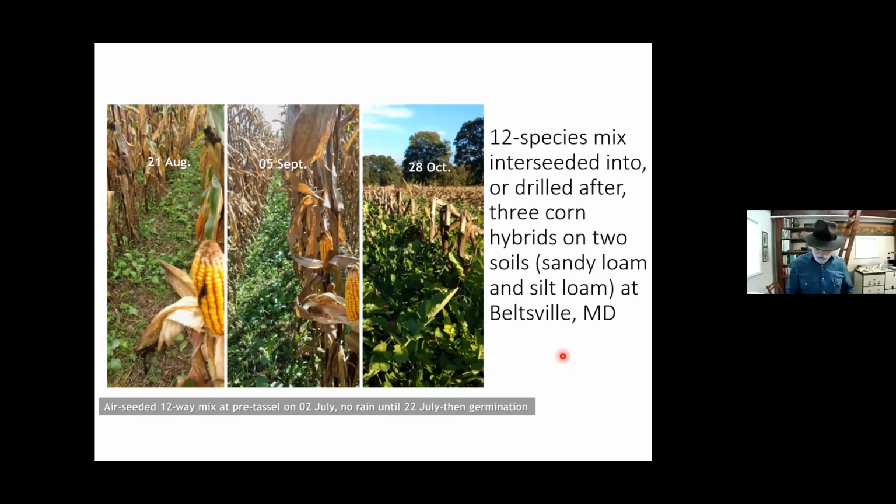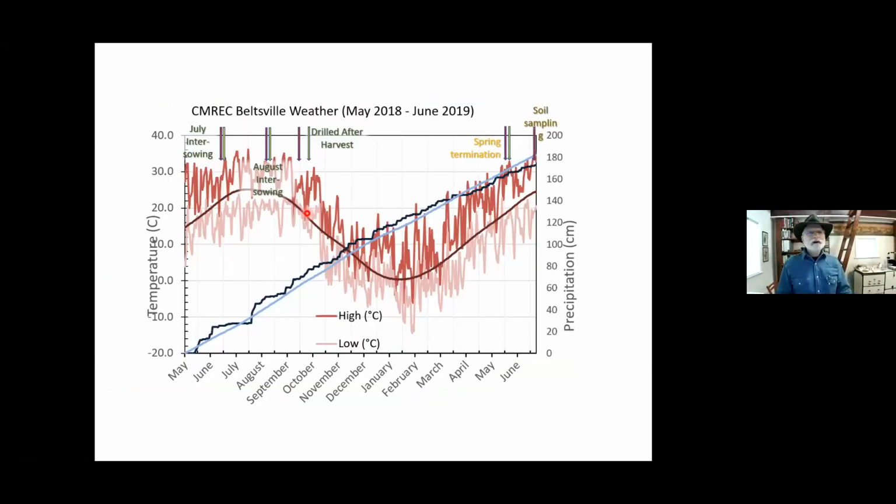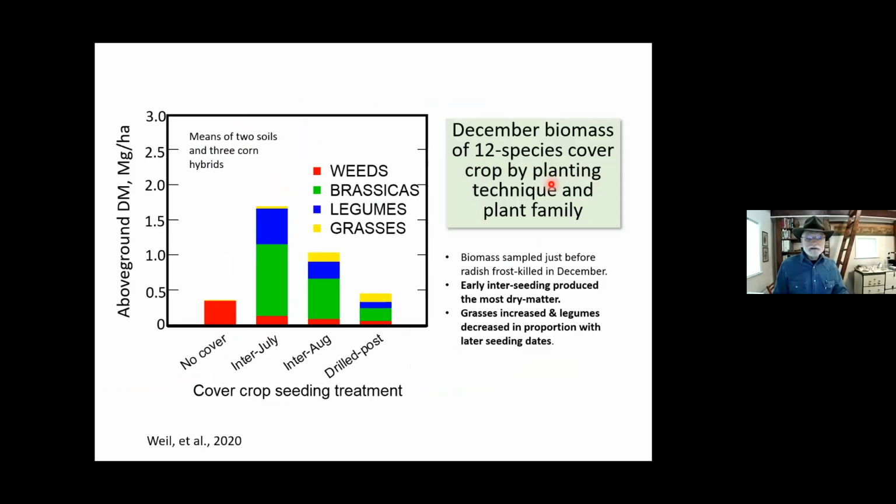So I'm not going to go into all the details on that. Here you can kind of see when we did the interseeding, and we did it as early as in July and in August, and then we drilled after harvest, and then we terminated it and sampled soil in June at PSNT time. So here's some of the data from that. This is the fall harvest, so this is early December. And I didn't separate out the species. We just separated it out by family at that point because there were no flowers on it. It'd be kind of hard to do by species.